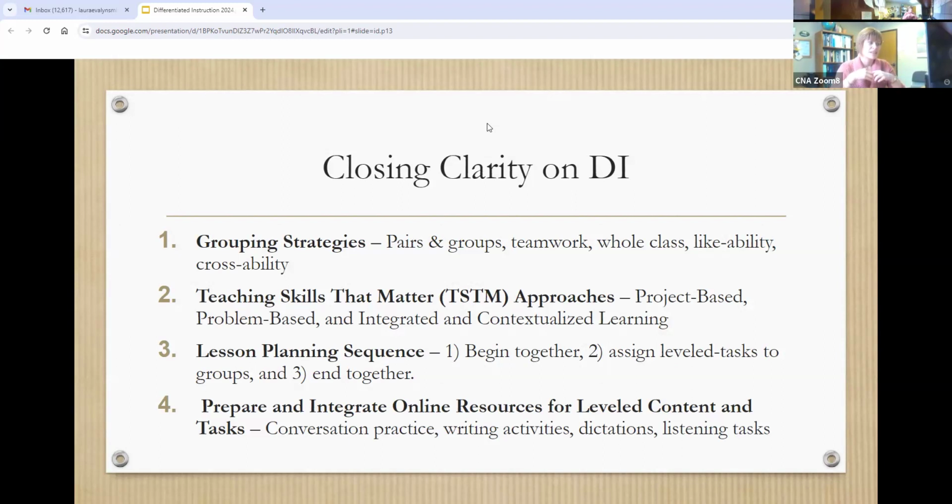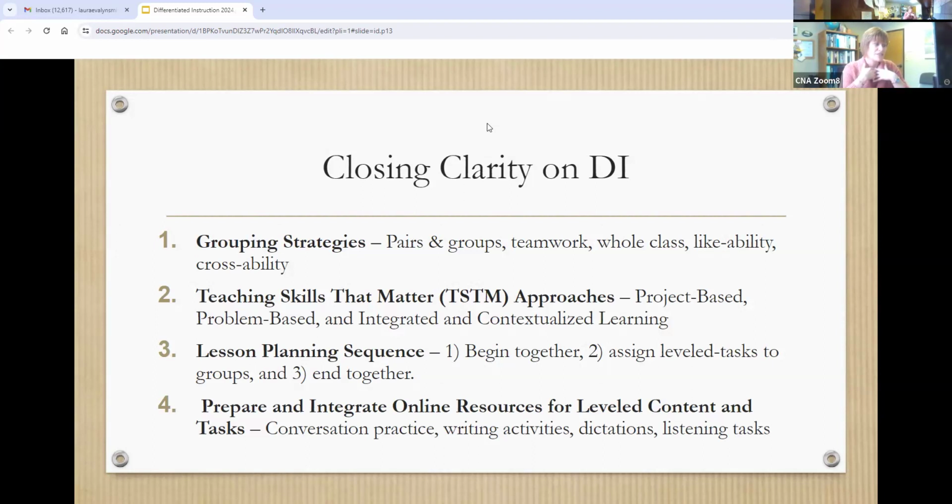For example, that lesson planning sequence that was mentioned about beginning together as a large group and then assigning level-specific tasks to the groups and then ending together is a great way to approach lesson planning, and something that I learned and practiced in my STAR training back in the day. So I think this really crosswalks well to those of you who participated in STAR training.